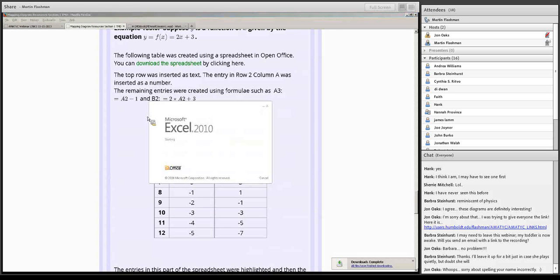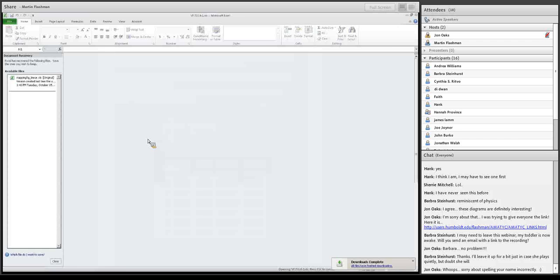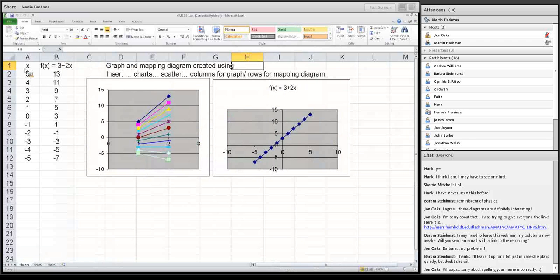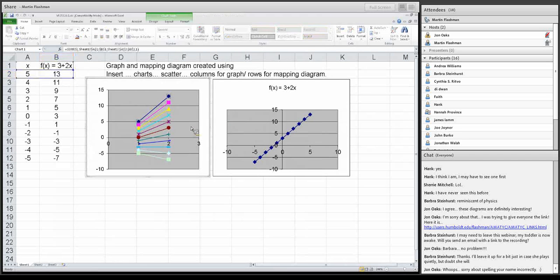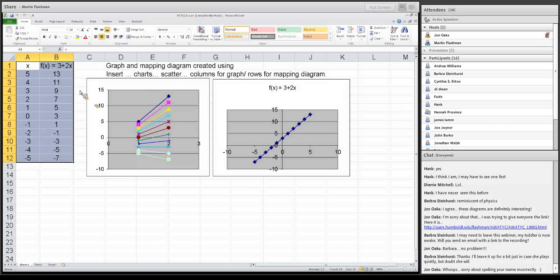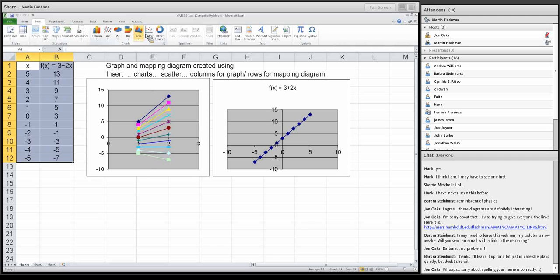But in the spreadsheet, close that up. In the spreadsheet, these are my cells, and they've all been created here. And you see I have two diagrams. One looks like the graph, and here's the mapping diagram. The really neat thing is that to build a mapping diagram or a graph from a spreadsheet, all you need to do is insert a scatter plot. Well, that's pretty easy. You may be familiar with that. And just put in something like this, and there's a scatter plot.